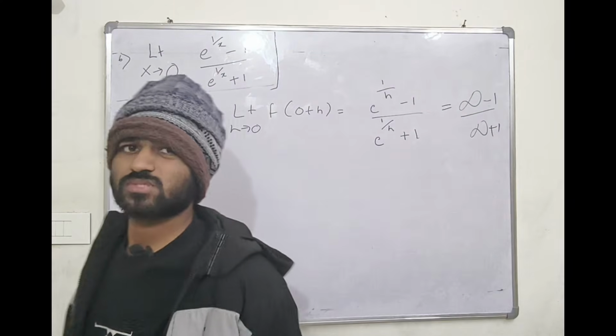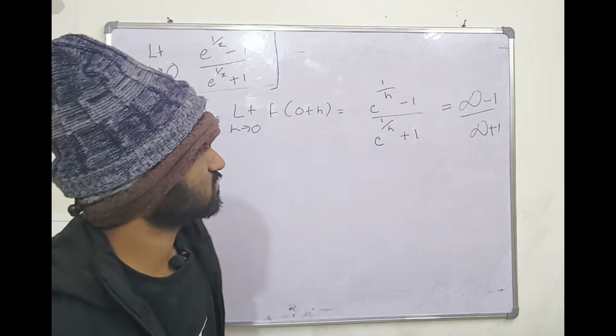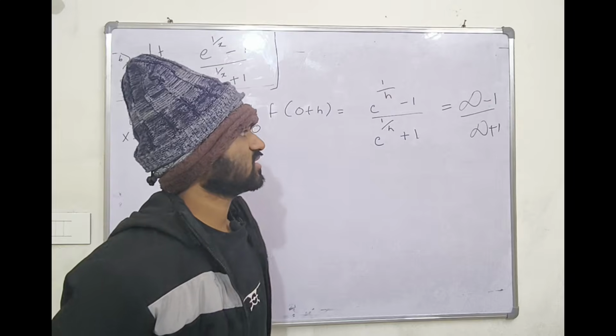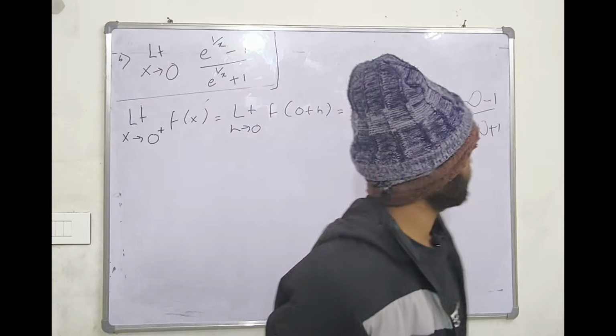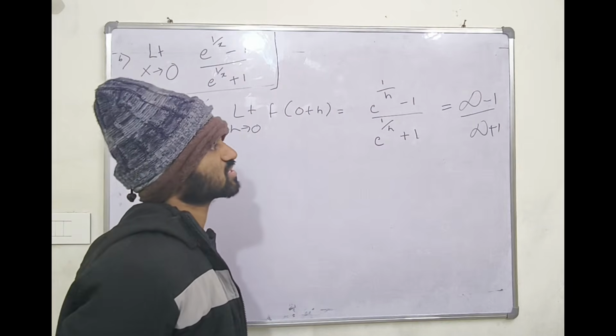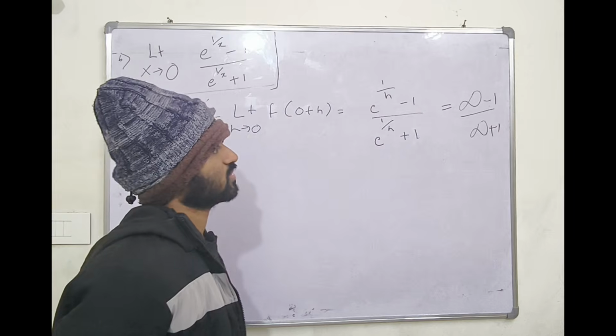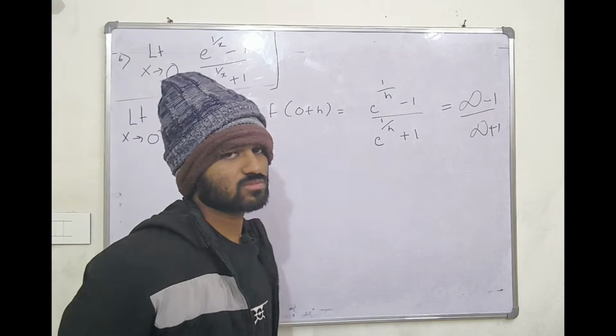Okay, students, plus infinity by plus infinity, it is an indeterminate form. We don't know the exact behavior of such type. We can't say the exact behavior of such type of functions. So we will discuss indeterminate forms in the coming lectures.